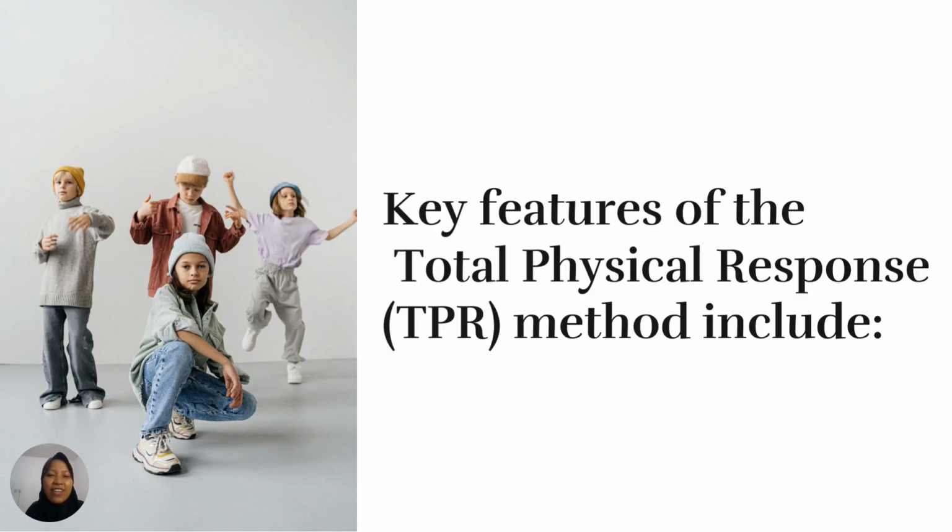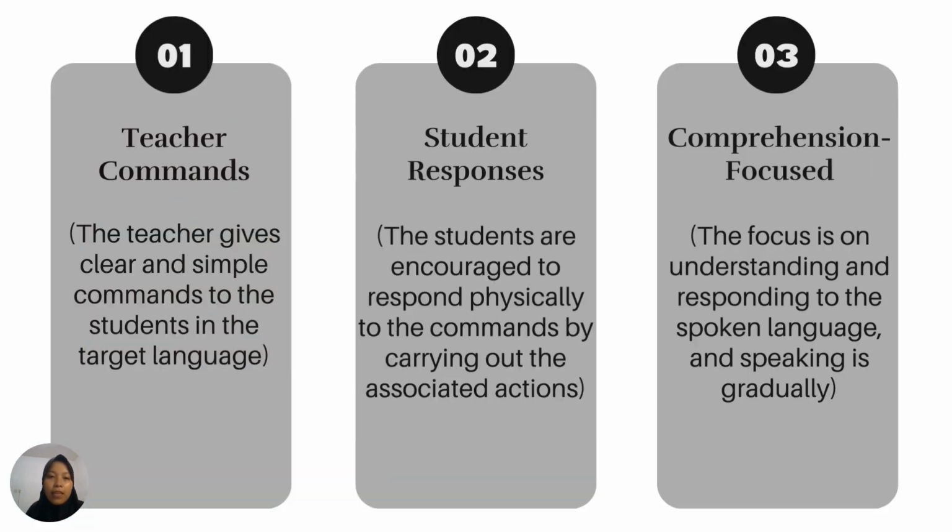Okay, so now I will explain to you about the key features of the total physical response method. It includes 5 points. The first, the teacher commands. The teacher gives clear and simple commands to the students in the target language. So, for example, the teacher may say, stand up, and then the students will respond, which is the second point. The students are encouraged to respond physically to the command by carrying out the associated actions. After the teacher gives the instruction to stand up, the students have to stand up together.